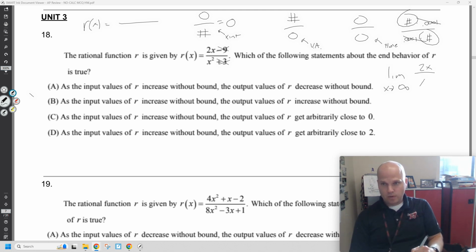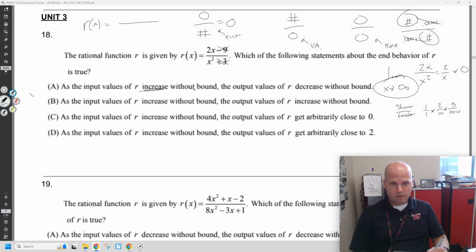Now, if I only care about 2x over x squared, you can think about this as a series of fractions that are slower over faster. Think about a series of fractions where the numerator grows slower than the denominator. What's happening to each subsequent fraction? It's getting closer to 0. Or after simplifying this and thinking about plugging in infinity, you can think about 2 divided by infinity approaching 0. So as our input values increase without bound, our output values are getting close to 0.